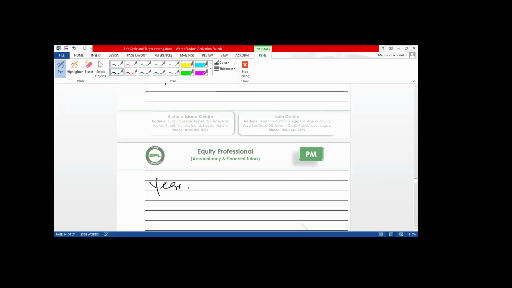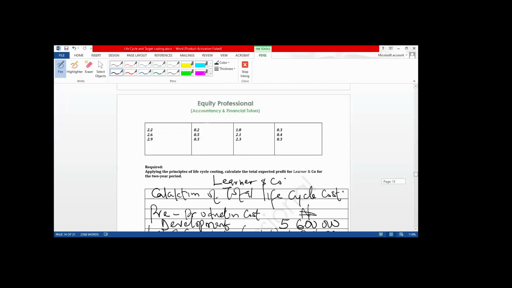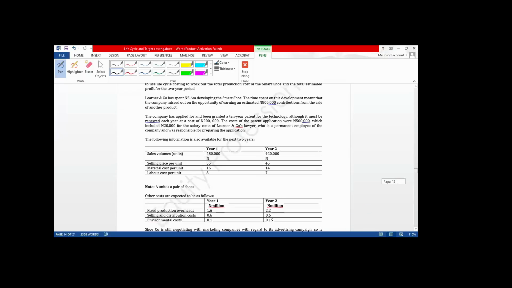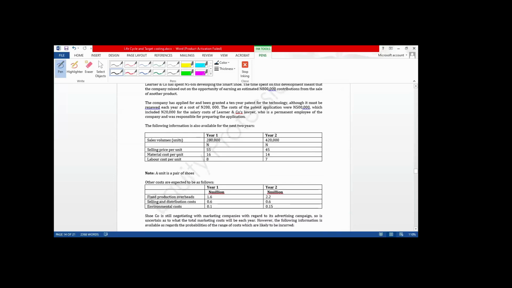Year two. Volume is 420,000 units. We come here. What is material cost for year two? 14 naira. Labor cost for year two, 7 naira.